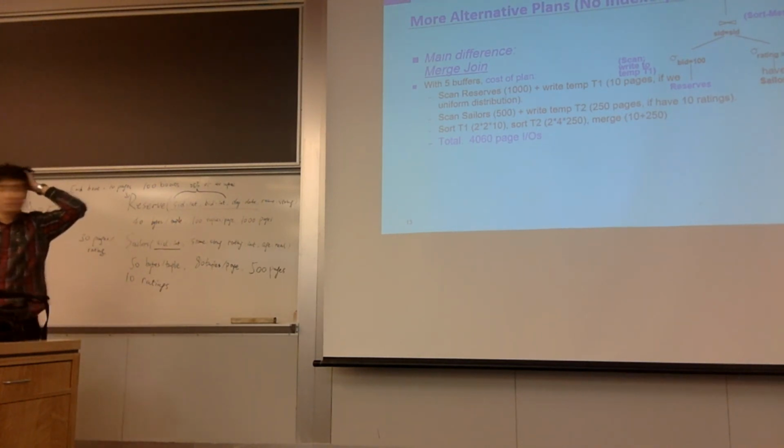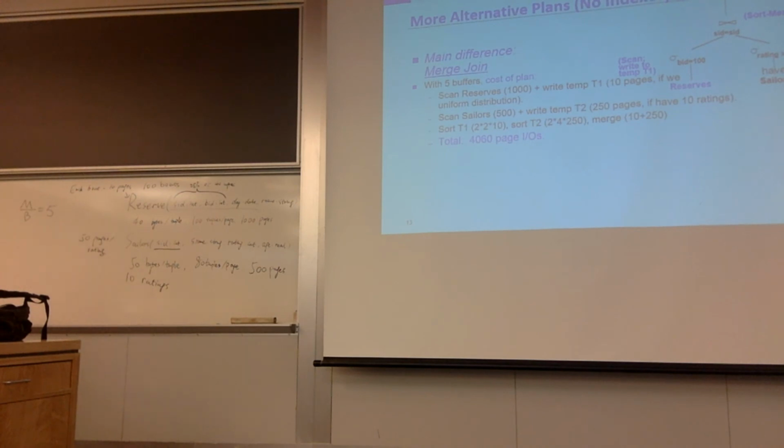Okay, so let's review what the process is. First you scan the reserves table and apply the filter on top of that. After that, you only get 10 resulting pages. So that's scanning 1,000 pages for reserves and writing 10 pages back to disk. Then you scan the sailors, all the 500 pages, and write the 250 pages back to disk. That's the result.